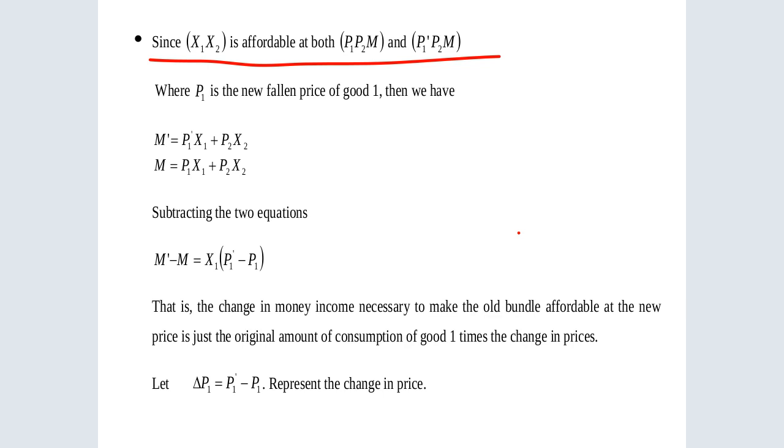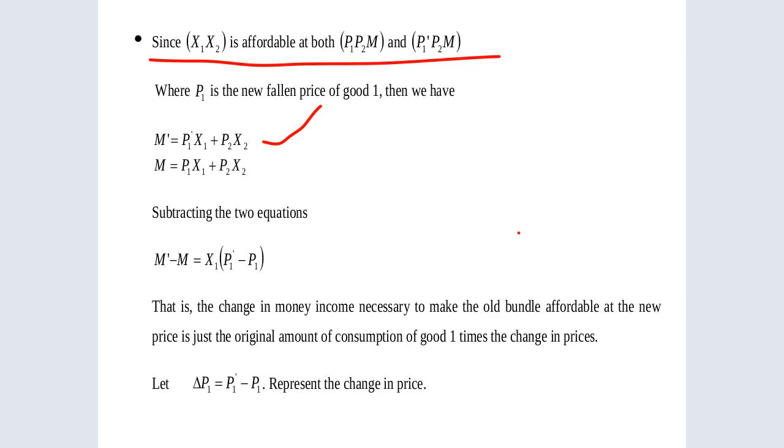Now, if P1 prime is the new price for good one, then we have our income adjusted. So we have M prime equal to P1 prime X1 plus P2 X2. Now this is the new budget constraint that we have. So the new budget has the adjusted income. When the price of good one decreases, it simply means that we have an increase in the income.